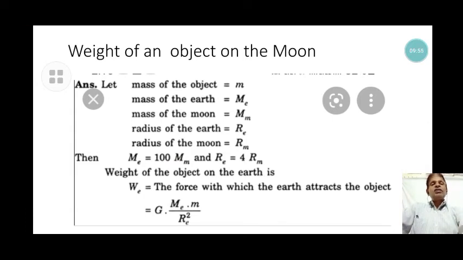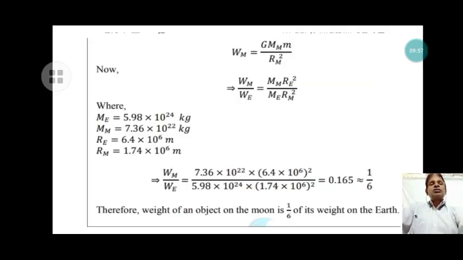Here we get the value of the earth here. Now, the weight of a body at the moon is equal to G times M times m over R_m squared. The gravitational constant G is the same everywhere, M is the mass of the moon, m is the mass of the object which remains constant, and R_m is the radius of the moon.